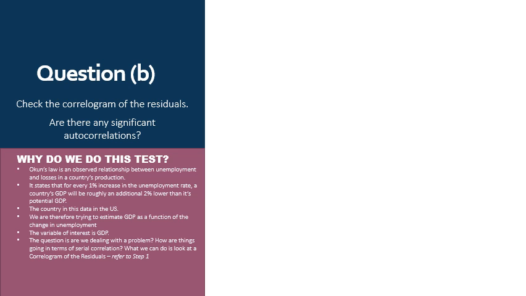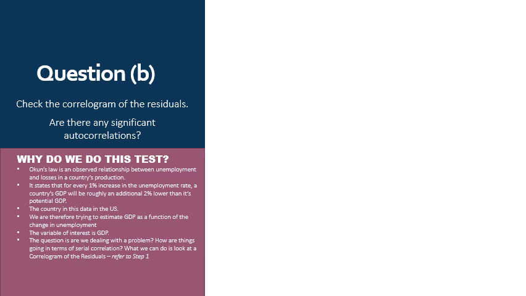What we need to do is check the correlogram of the residuals and also determine if there are any significant autocorrelations. Now, why do we want to do this test? You would have noticed in our previous question that we've used a data file called Okun. Now, Okun's law is an observed relationship between unemployment and losses in a country's production. It states that for every 1% increase in the unemployment rate, a country's GDP will be roughly an additional 2% lower than its potential GDP. The country that we're using in the data is the US. We are therefore trying to estimate GDP as a function of the change in unemployment as per Okun's law.